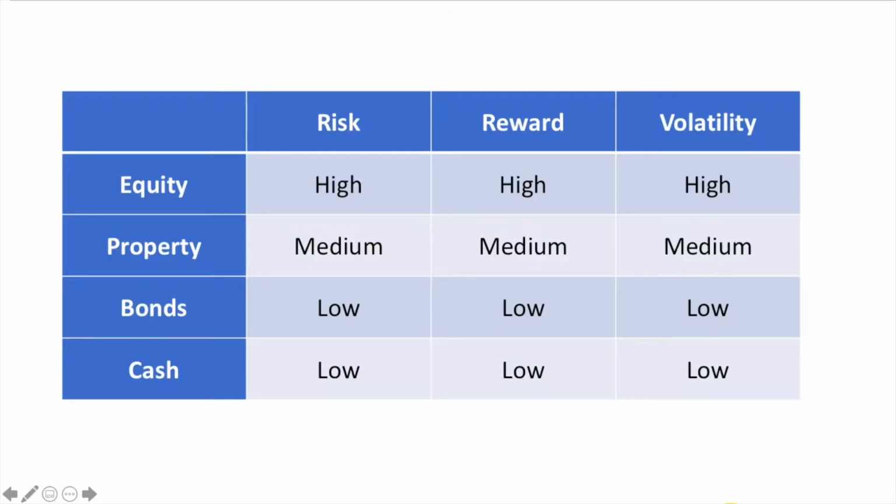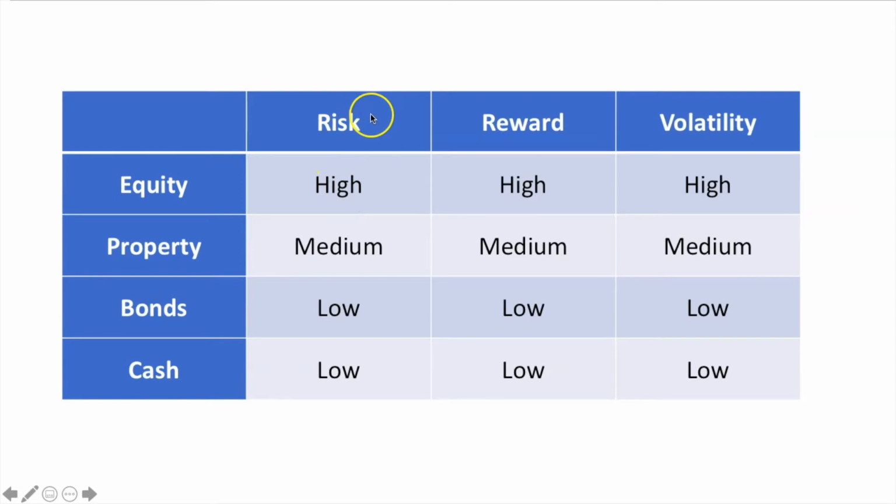But let's take a deep dive and try to understand the role of risk and volatility as it applies to the 4 asset classes. This is a risk and reward matrix that I've developed just to show you how the various asset classes are rated for risk. On top, we have equities, and as we've discussed, equities is a very high risk asset class.